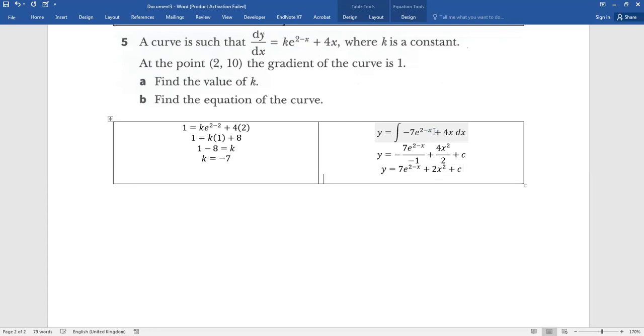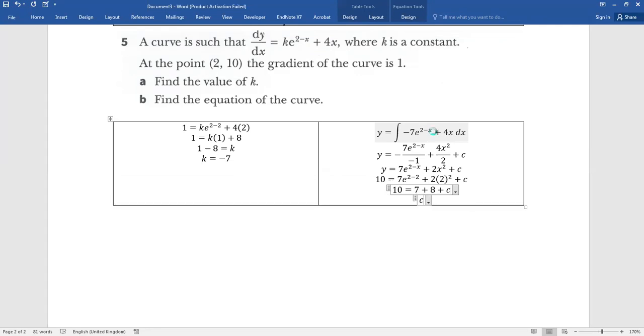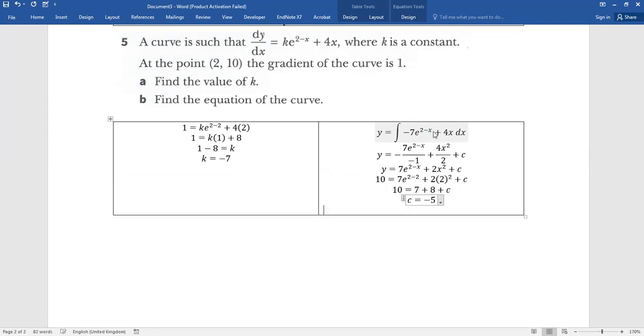Now how do I get c? I can plug in the value 10 in place of y and 2 in place of x. So 10 is equal to 7 plus 8, right? Plus c, so the value of c is negative 5. Y is equal to 7e to the power 2 minus x plus 2x squared minus 5 is the answer. Is this clear? Yes, sir.